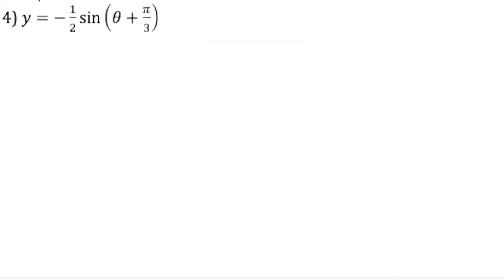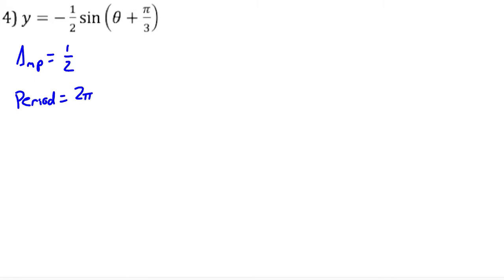All right, next up, oh, we got a negative amplitude here, so this is going to be interesting. But the amplitude, remember, is going to be absolute value, so it's still going to be positive 1/2. The period is 2 pi divided by b. Well, there's just a single value there, so that's just 2 pi.